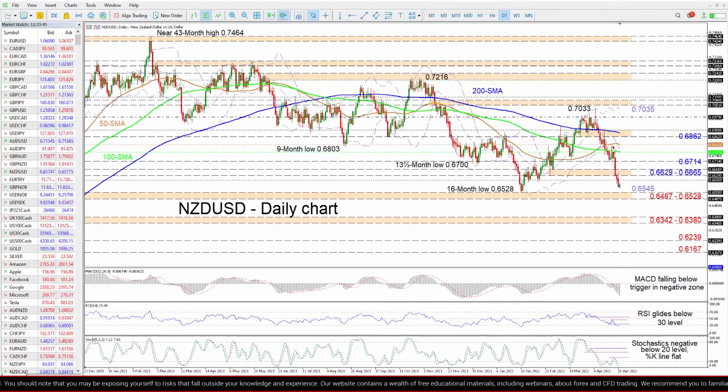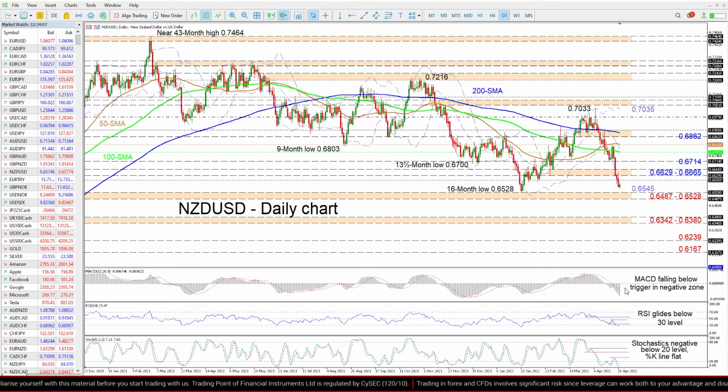Now, the rolling over of the 50-day simple moving average is hinting that downward pressures are strengthening, while the longer-term 100 and 200-day SMAs continue to sponsor a bearish trend. Presently, the short-term oscillators are skewed to the downside, reflecting that sellers are in command.